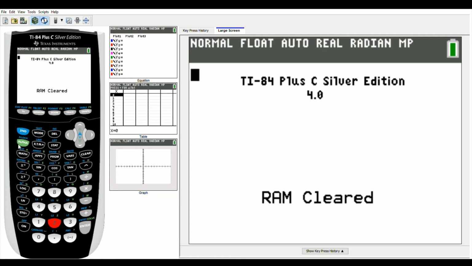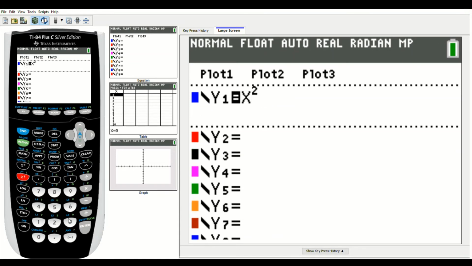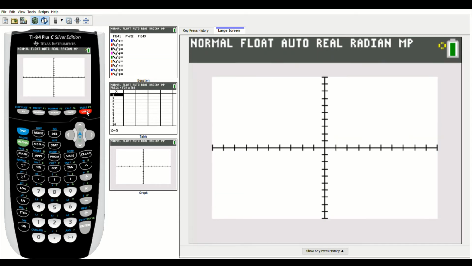In this video, I'm going to show you how to find the vertex of a quadratic function, so the minimum or the maximum. So let's go into y equals and let's type in a quadratic function. So let's just type in x squared, plus, let's say 2x, and then minus 3. So I've got my quadratic function here. I want to see what it looks like on my graph. I'm going to graph it.